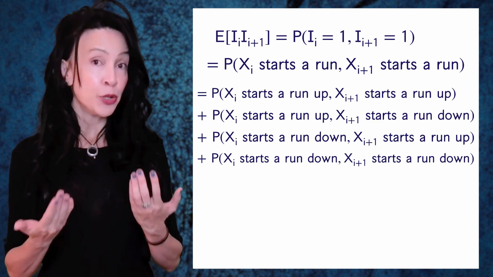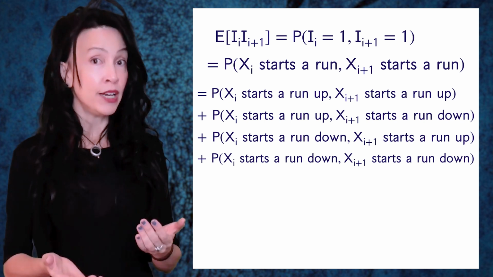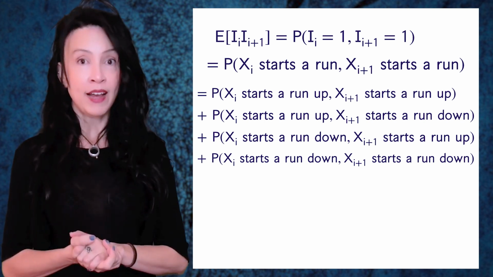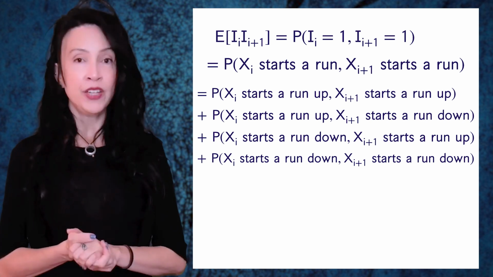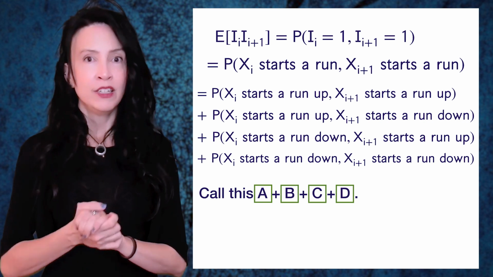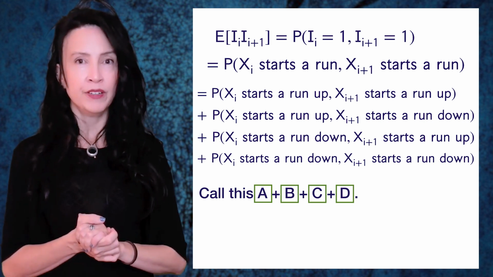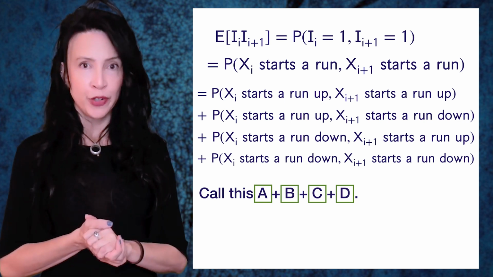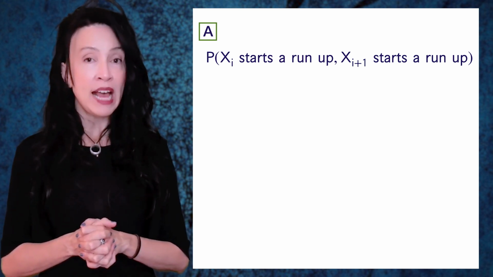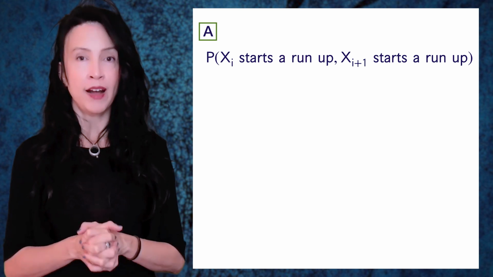That is, x sub I starts a run up and x sub I plus 1 starts a run up. And then we have the cases up, down, down, up, and down, down to consider. I'm going to call these terms A, B, C, and D, and I'm going to put these blocks around those letters to be really clear what I'm referring to here. Let's look at the A term first. The probability that x sub I starts a run up and x sub I plus 1 starts a run up.